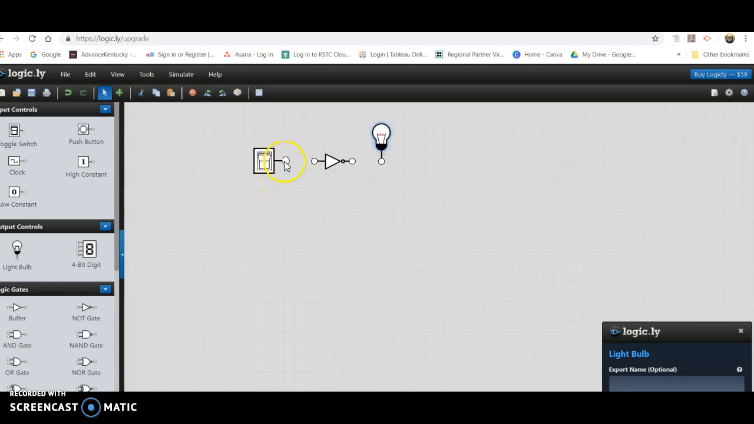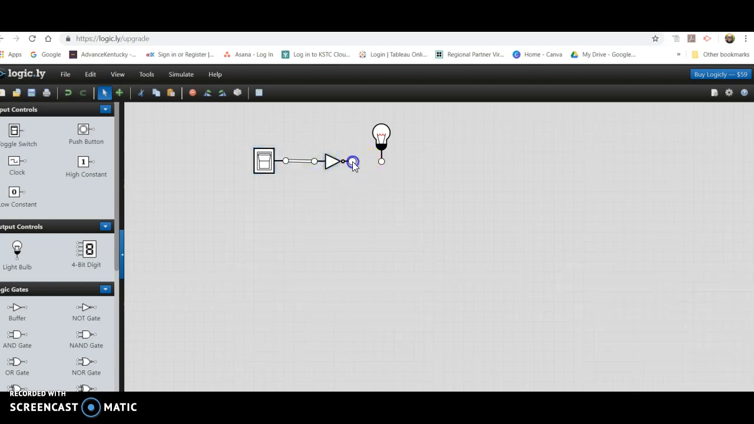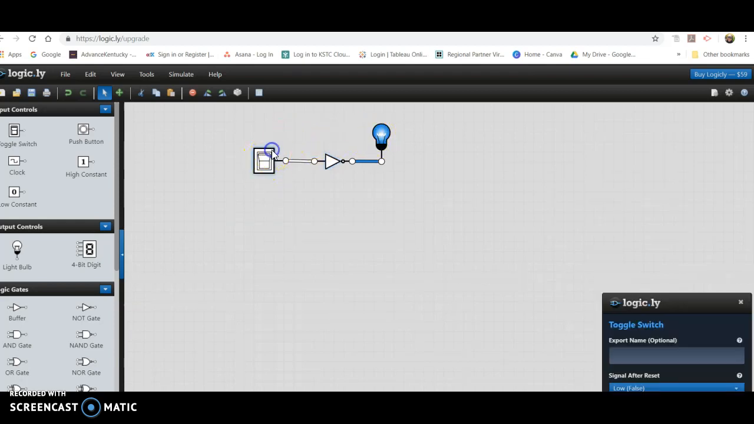So connecting our switch, which is our input, to the NOT gate, our output will be the state of the light bulb. So switch is off, light bulb is on. Switch is on, light bulb is off. So the NOT gate gives us the opposite of what we would expect, because normally if we turn the switch on, the light bulb would come on. But in this case, the switch is on and the light bulb is off.